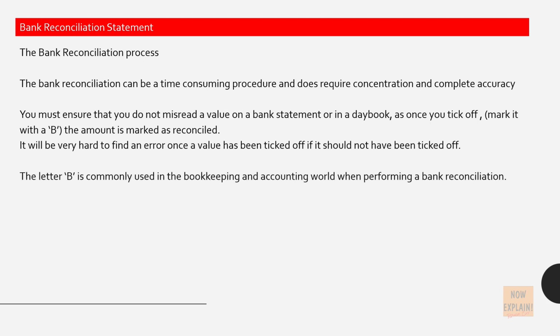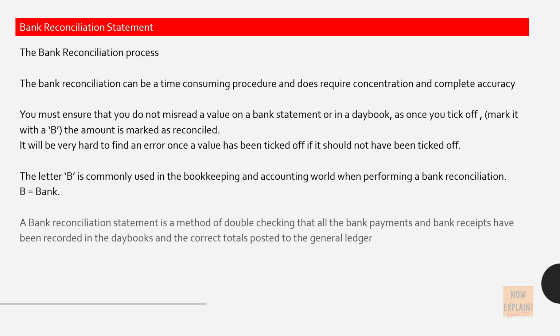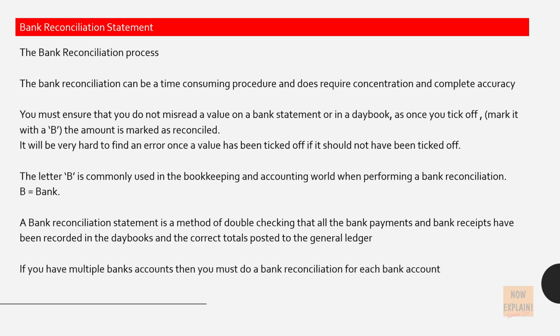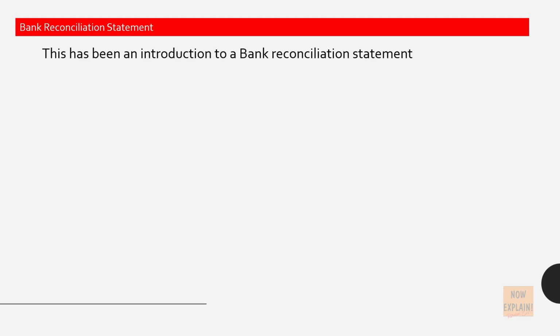The letter B is commonly used in the bookkeeping and accounting world when performing a bank reconciliation. B stands for bank. A bank reconciliation statement is a method of double checking that all the bank payments and bank receipts have been recorded in the daybooks and the recorded totals posted to the general ledger. If you have multiple bank accounts, then you must do a bank reconciliation for each bank account.